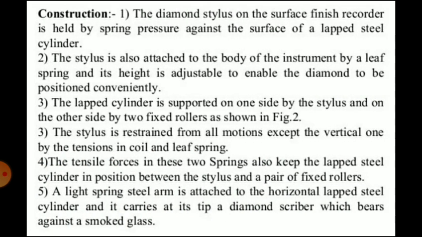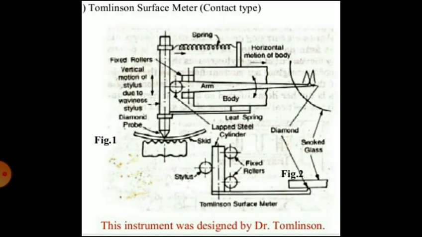The diamond stylus on a surface finish recorder is held by spring pressure against the surface of a lap steel cylinder. The stylus is also attached to the body of the instrument by a lip spring, and its height is adjustable to enable the diamond to be positioned conveniently. The steel lap cylinder is supported on one side by a stylus and on the other side by two fixed rollers, as shown in figure 2.